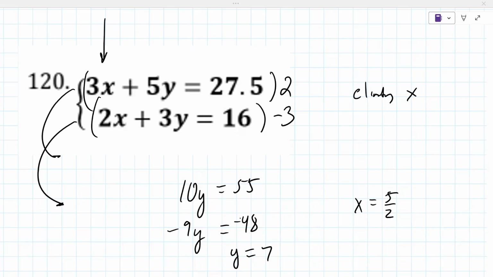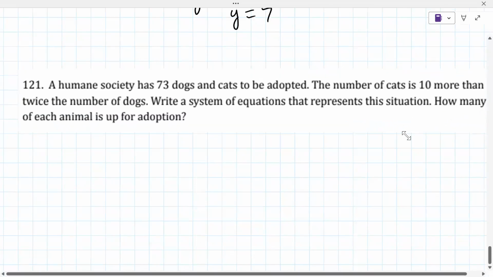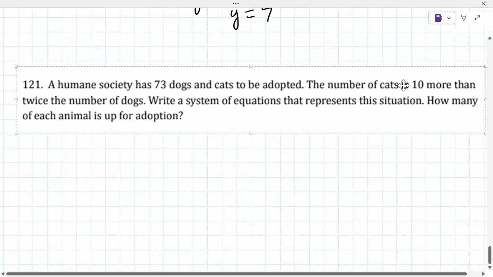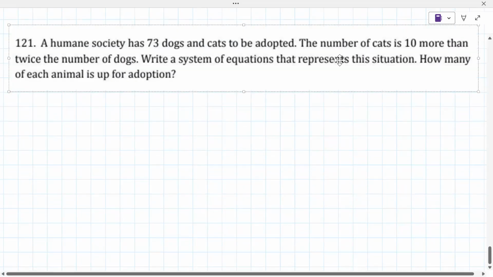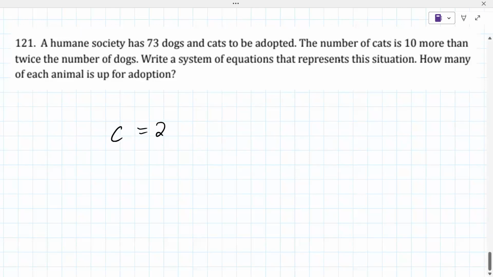Okay. Next question. We worked on these the other night. I'm going to just have you try to set up the equation. If you need help with the variables, I can help with that. Okay, so then c equals 2d plus 10. Okay, say that one more time. C equals 2d plus 10. Okay, what's the other equation? And then c plus d equals 73.